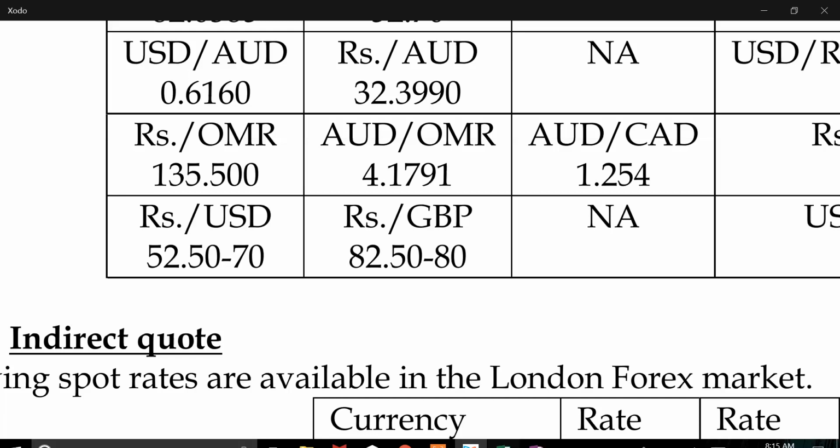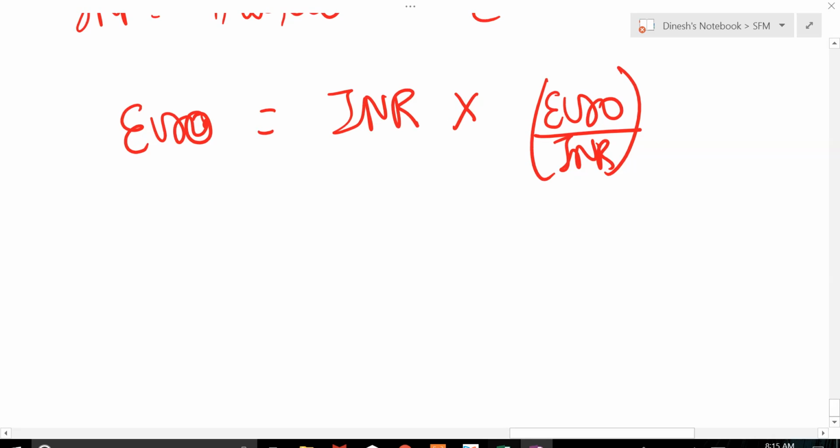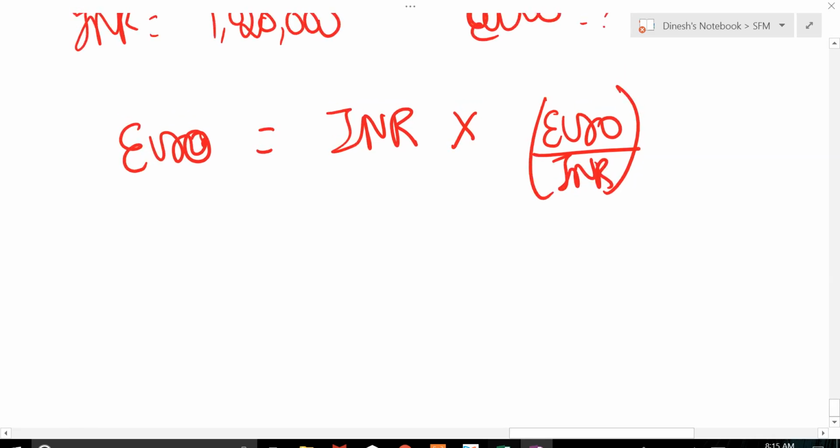So this denominator currency is there in the formula, euro per INR. If the bank is buying the denominator currency, it is the bid rate. If the bank is selling the denominator currency, it is the ask rate. Any doubts till now? I'm going step by step. It's very, very critical.